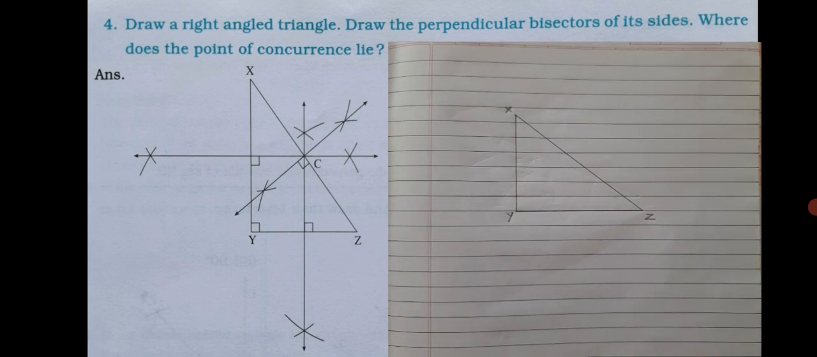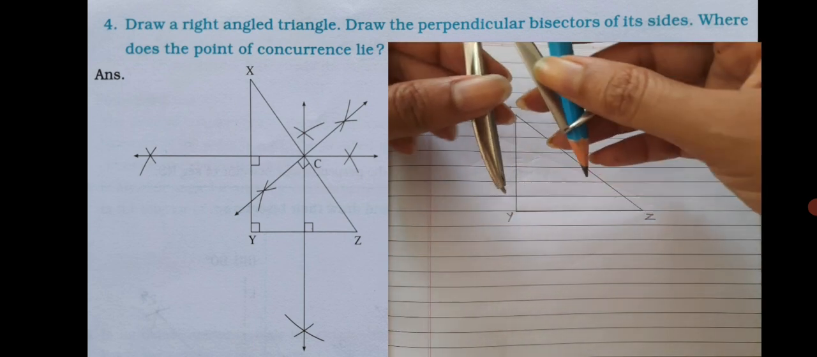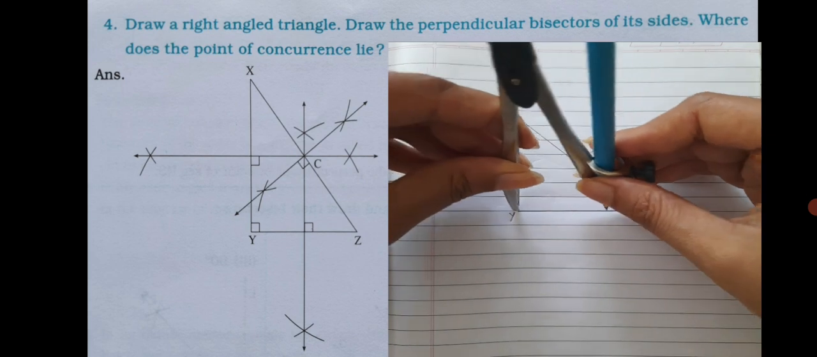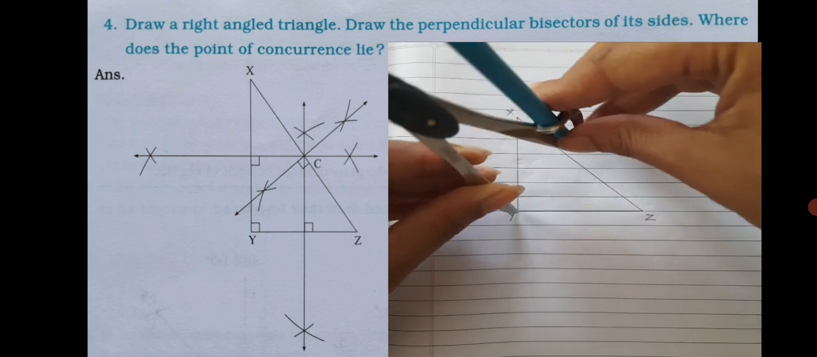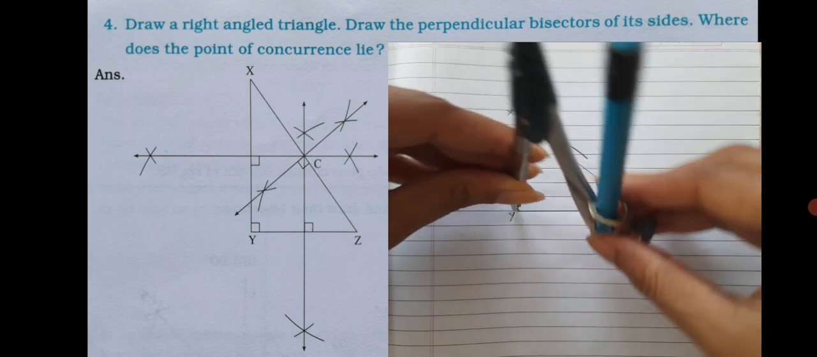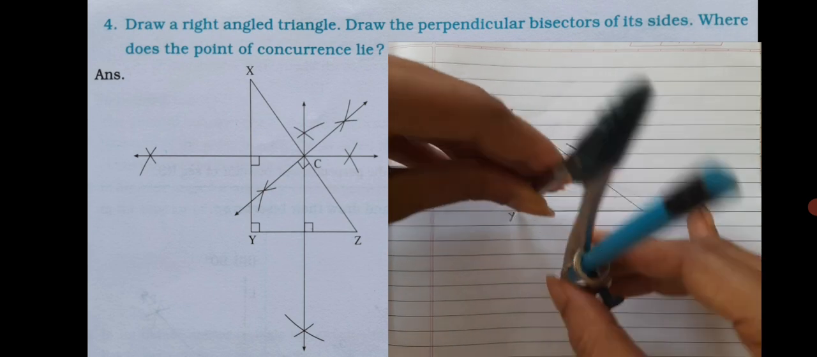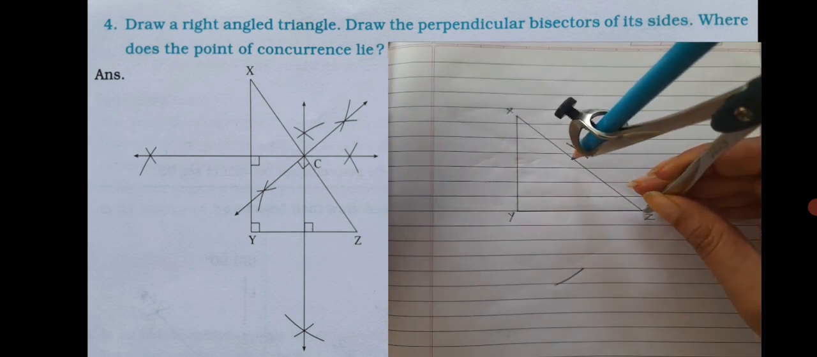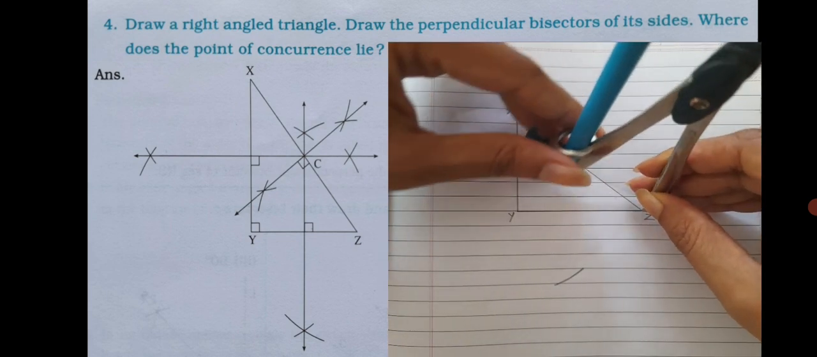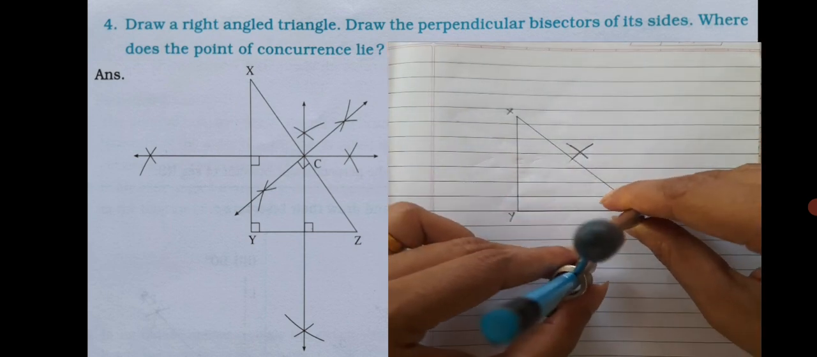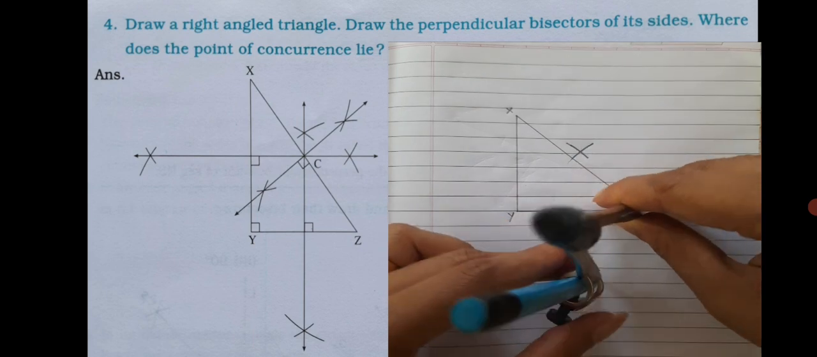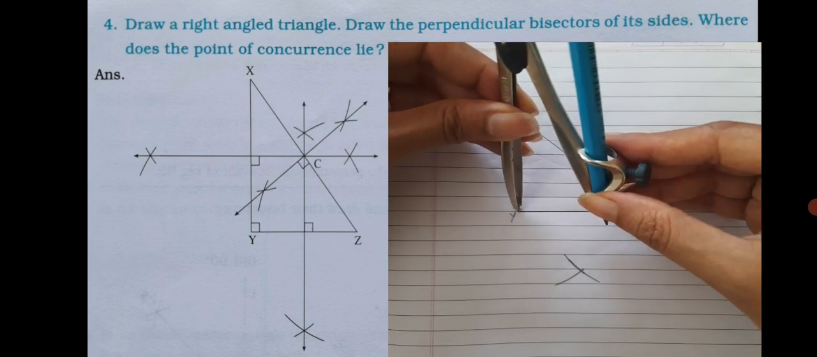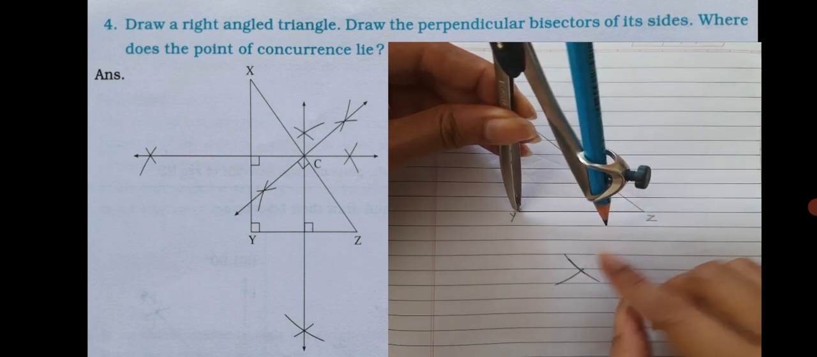The question says draw a right angle triangle and draw the perpendicular bisectors of its sides. So the sides have to be bisected. Now we will bisect side YZ by taking more than half, mark arcs up and down, and now keep the pointer at Z and mark arcs up and down. And through these points of intersection, when you join them, you get your perpendicular bisector of side YZ.